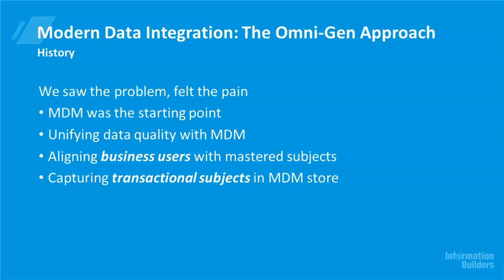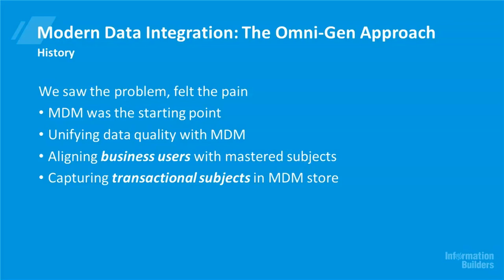And then, of course, we realized that master data management isn't the only thing. We need to be able to capture, instead of just mastered subjects, what we consider transactional subjects in MDM stores. So this can be things like, in insurance, the claims that people actually file or the clinical tests that they take. Or in P&C insurance, it might be the claims that they file, the contracts and policies that they use. All of these different transactional subjects are just as important as the master data that's being mastered in order to govern those transactional subjects. So really capturing more and more of that in the store became useful for our customers, and that is really the genesis of why we did OmniGen.